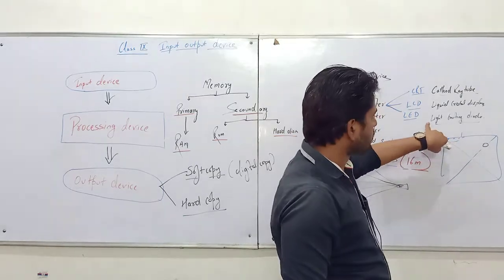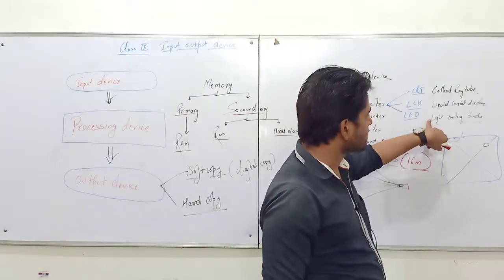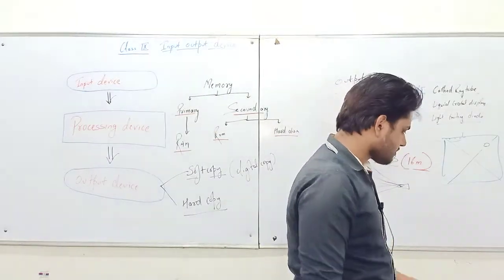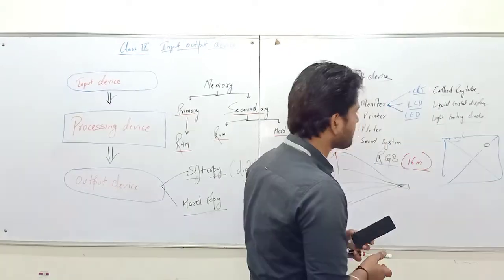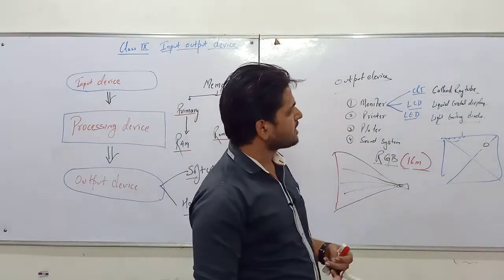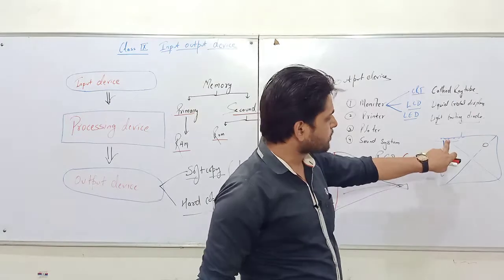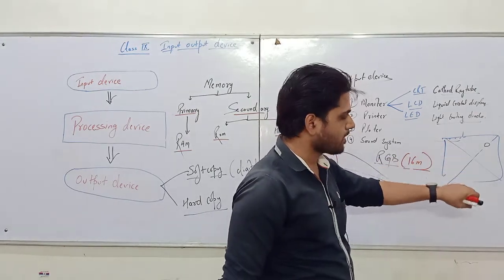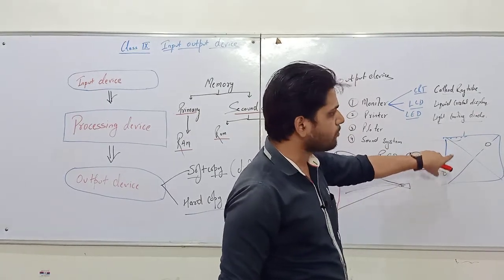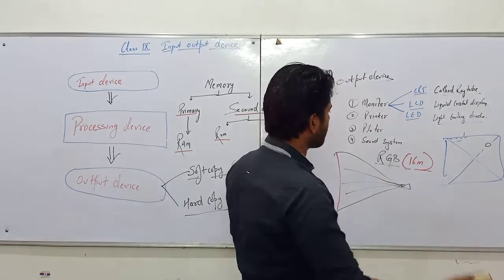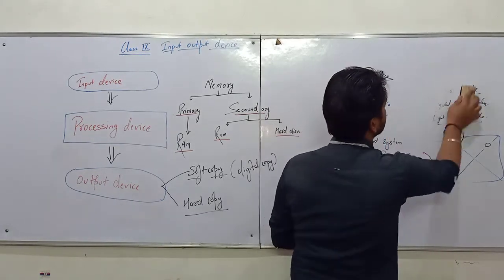mobile phones. The most popular technique we are using nowadays is LED, that is light emitting diode, in which the structure of LCD and LED is the same, only instead of this liquid chemical we are using LEDs to make pixels vertically and horizontally, and it works.